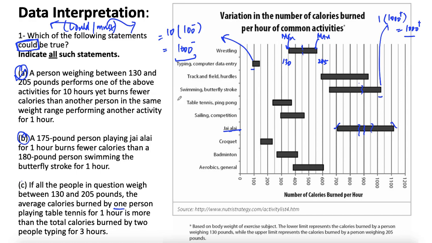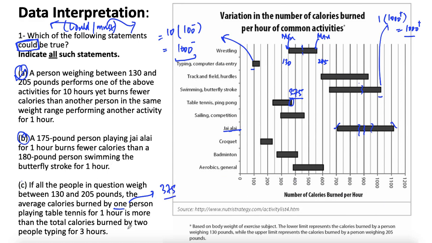How can I do that? If I take the maximum of this table tennis, what is that? That will be something around 354. Let's make this 375. So this is a maximum possible value of the number of calories burned by a person who plays table tennis for 1 hour, right? So for this one person, this is 375.